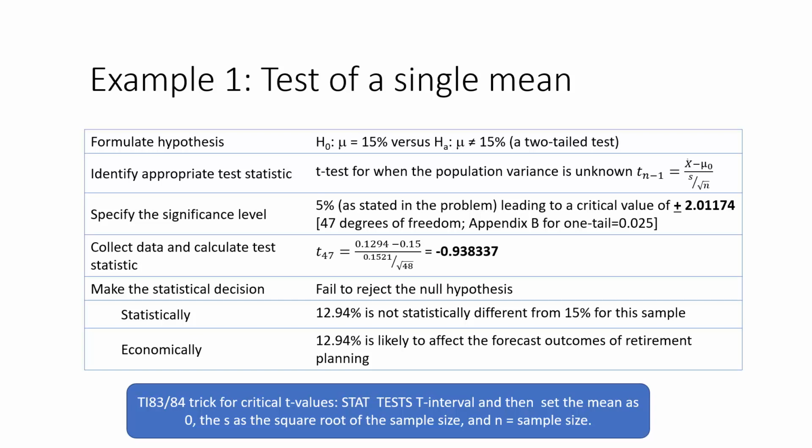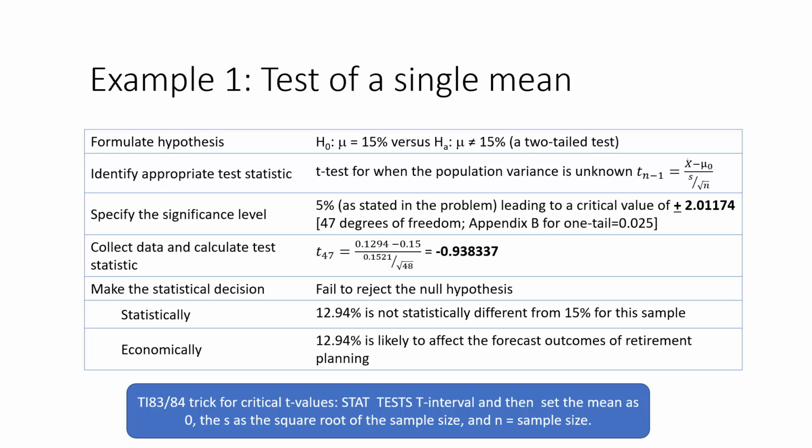We collect the data, which we already did, and then we calculate this test statistic, and we end up with negative 0.938337. In this case, we fail to reject the null hypothesis. So the 12.94% that we see in our sample is not different than the 15% that we hypothesize. So it's not going to affect our forecasts.